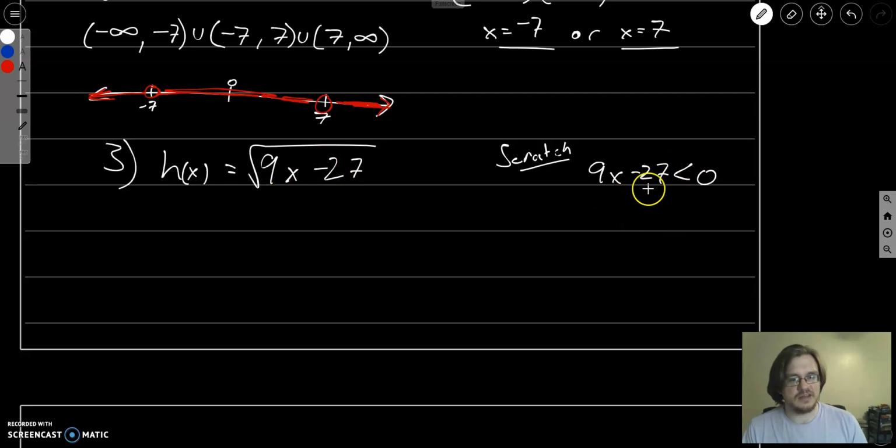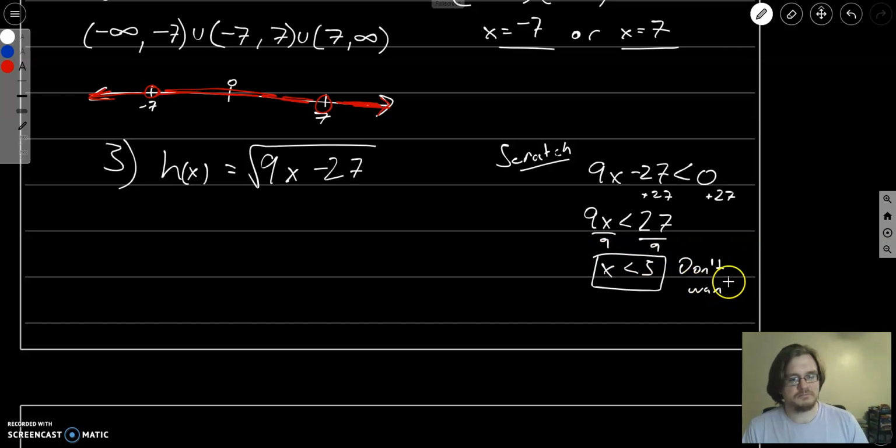So let's solve this. If I add 27 to both sides, I'll get 9x is less than 27. And if I divide both sides by 9, I'll get x is less than 3. So this is what we don't want. So we can't plug in numbers that are less than 3, but we can plug in everything else. So what we do want is going to be all the numbers that are greater than or equal to 3.